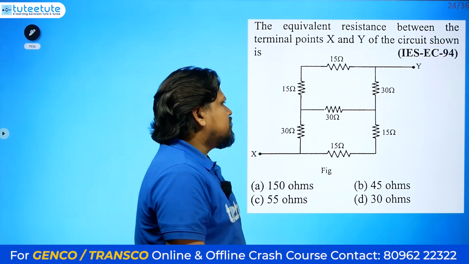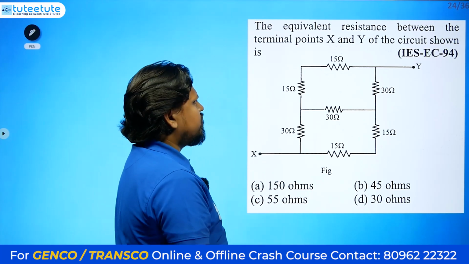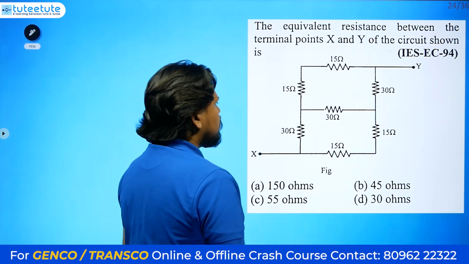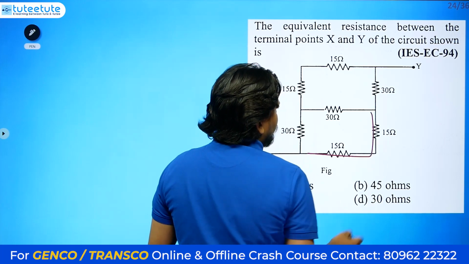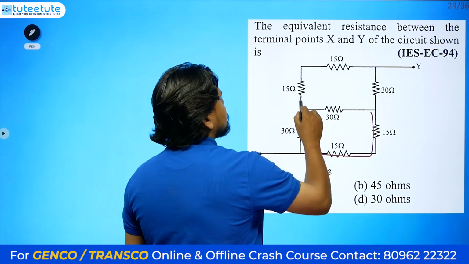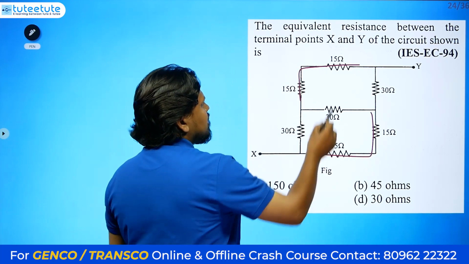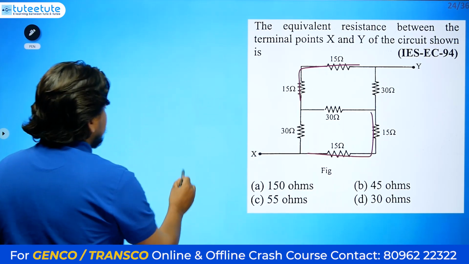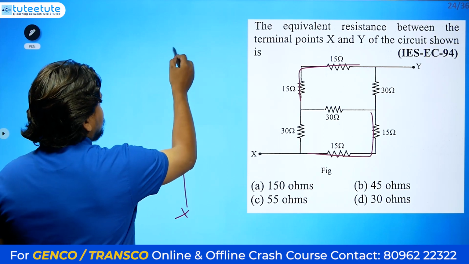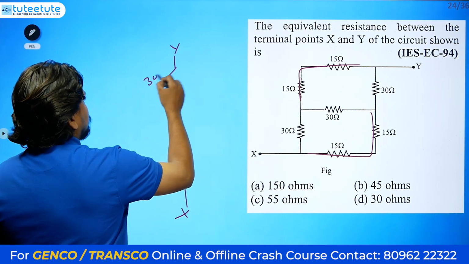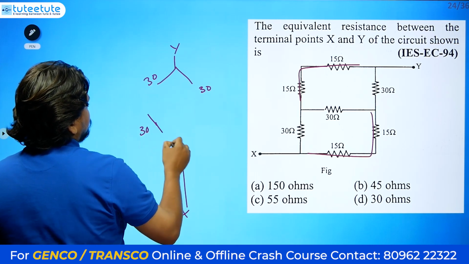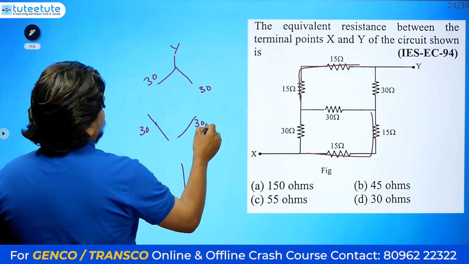Okay, so directly whenever you see this question, you may get confused. It may be a star connection or a delta connection, but there's nothing to worry about. See the arms: 15 plus 15 is 30, 15 plus 15 is 30, so 30, 30, 30 and 30. It is just like this is X and this is Y, and here we have 30 ohms, here also 30 ohms, and here also 30 ohms, like this.